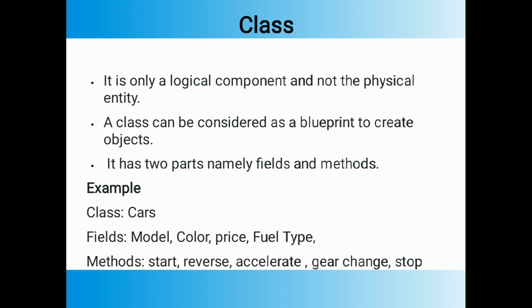Class. It is a logical component and no memory is allocated for a class. It is a blueprint to create objects. The two parts of a class are field and method. Let us take an example, car. The fields or properties or attributes of a car are model, color, price and fuel type. Methods or behavior of a car are start, reverse, accelerate, gear change and stop.